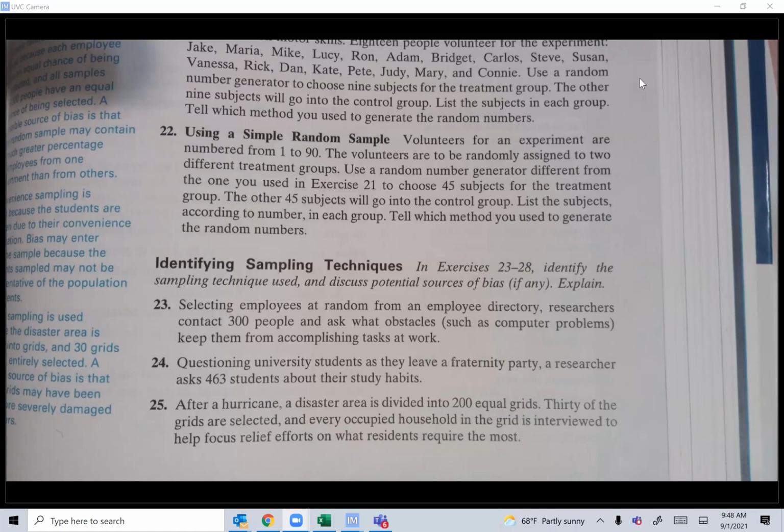Probably people who gathered at the party have one similar common opinion about the study habits. So that's what we call convenience.